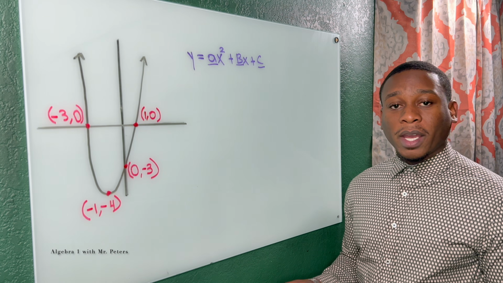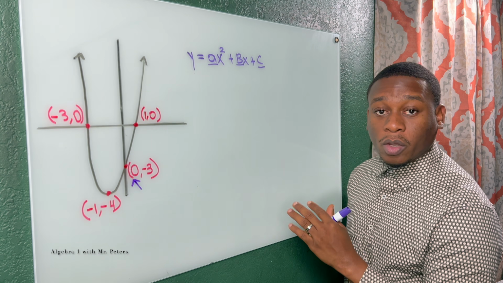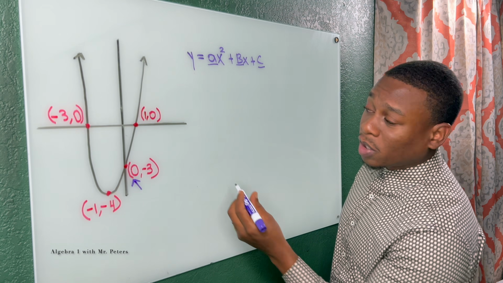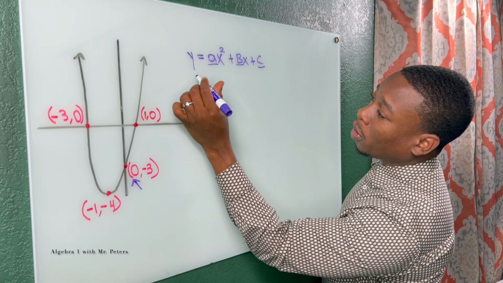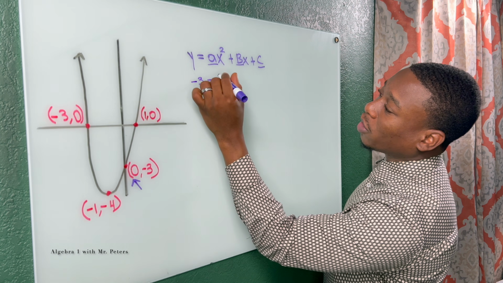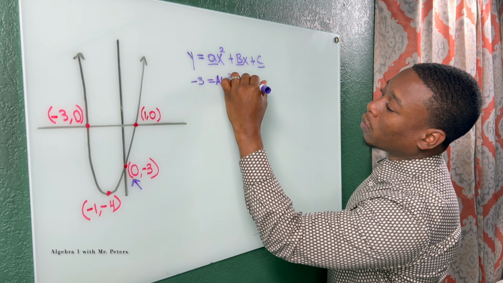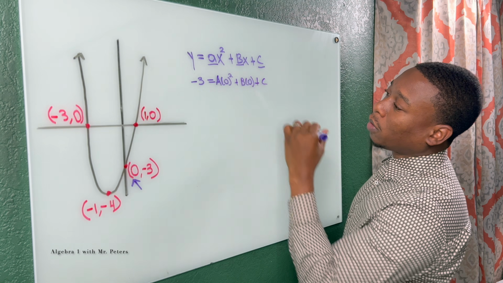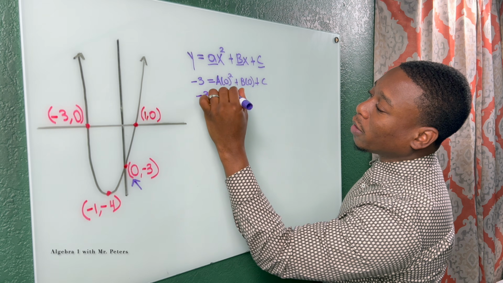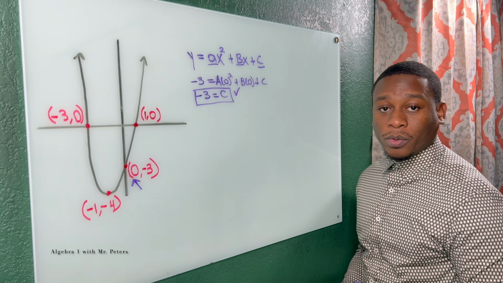Just remember, our goal is to find the values of a, b, and c so we can write the equation. So when we have these type of problems, I always suggest start off with the y-intercept because we could find c easy. And we just use the method of substitution. So we know y is -3, and everywhere that we see x, we're going to put 0, right? So now when we simplify, we know -3 is going to be equal to c. So we have our c value.